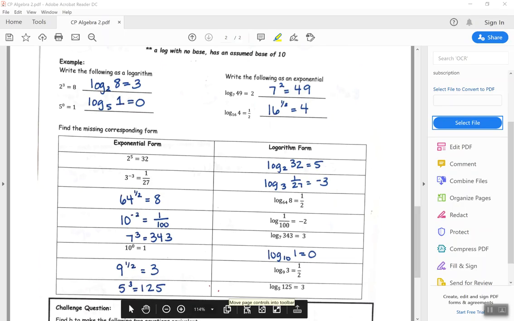This is what we should have gotten when we did our rewrites. 2 to the 5th equals 32 is log base 2 of 32 equals 5. 3 to the negative 3 equals 1 over 27 would give me log base 3 of 1 over 27 equals negative 3. And so on and so forth.